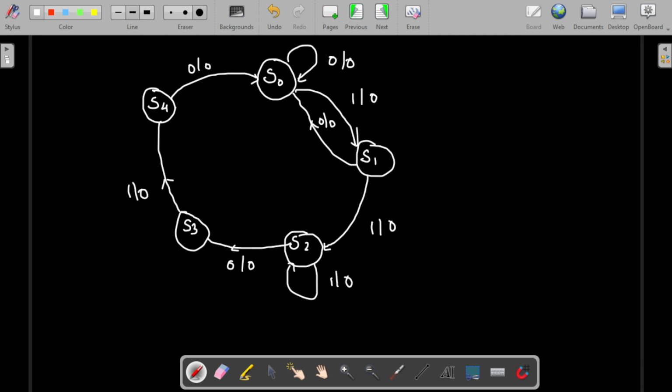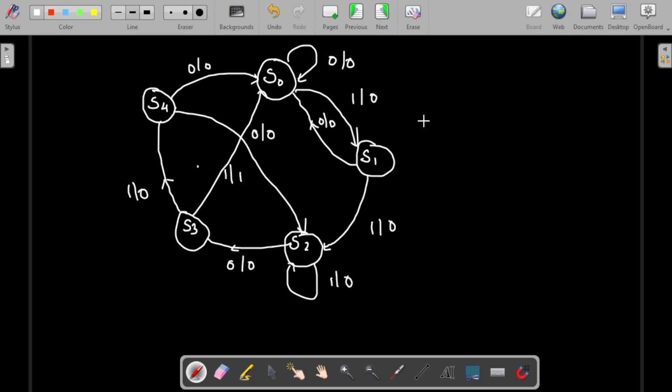Previously from S4 it would go to S0, but here, if you see, it will go to here, when input is 1 and output will be 1. From S3 also it will again go to S0, which is only possible with input equal to 0 and output will be 0. So this is the finite state machine for the overlapping sequence.